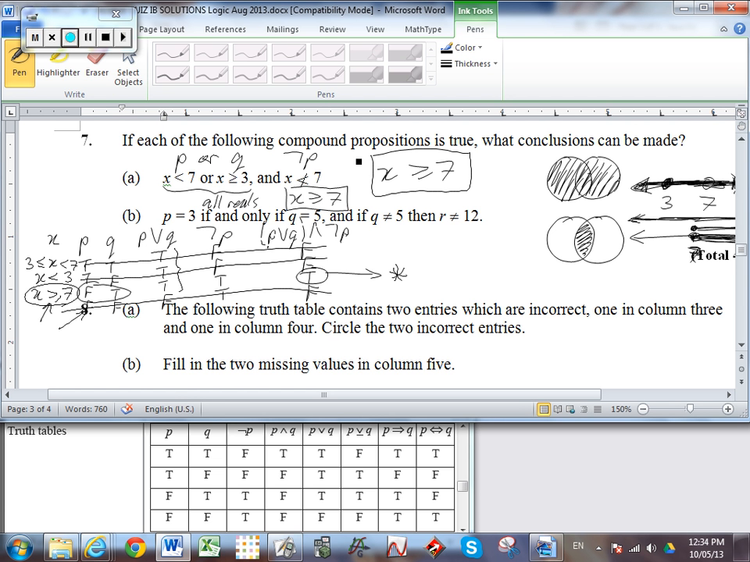Let's do part B. P is equal to 3 if and only if Q is equal to 5. If I write that down in symbols, P and Q are equivalent. That's the if and only if. We're also told that if Q is not equal to 5, meaning not Q, then R is not equal to 12. Let's call that not R. So I'm defining my propositions here as P is the proposition P is equal to 3, Q is Q is equal to 5, R is that R is equal to 12. So let's see what we can conclude from all of this.